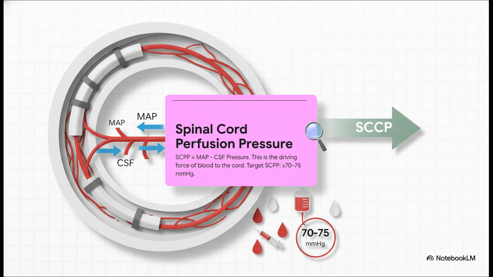The concept is actually really simple. Your MAP is the pressure pushing blood in, and your CSF pressure is the pressure pushing back. Our entire management strategy is built around maximizing this difference. We aggressively jack up the MAP with pressors, and if we have a drain, we open it up to lower the CSF pressure. Hitting that target of over 70 to 75 is one of our most important jobs in the whole case.